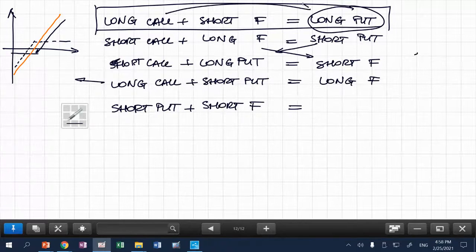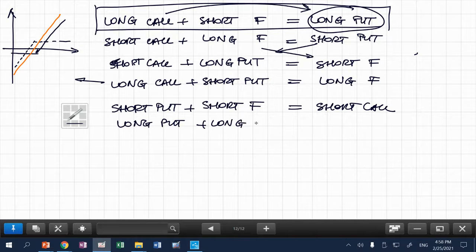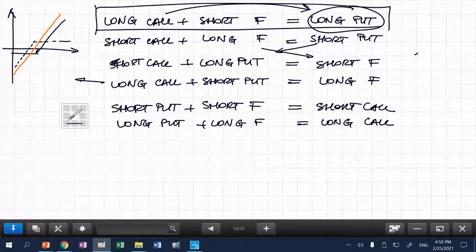This must be equal to what? You have the long call going on the other side, so it's going to become a short call, and specularly, a long put plus a long future must be equivalent to a long call, okay? There are no more ways to see the story.